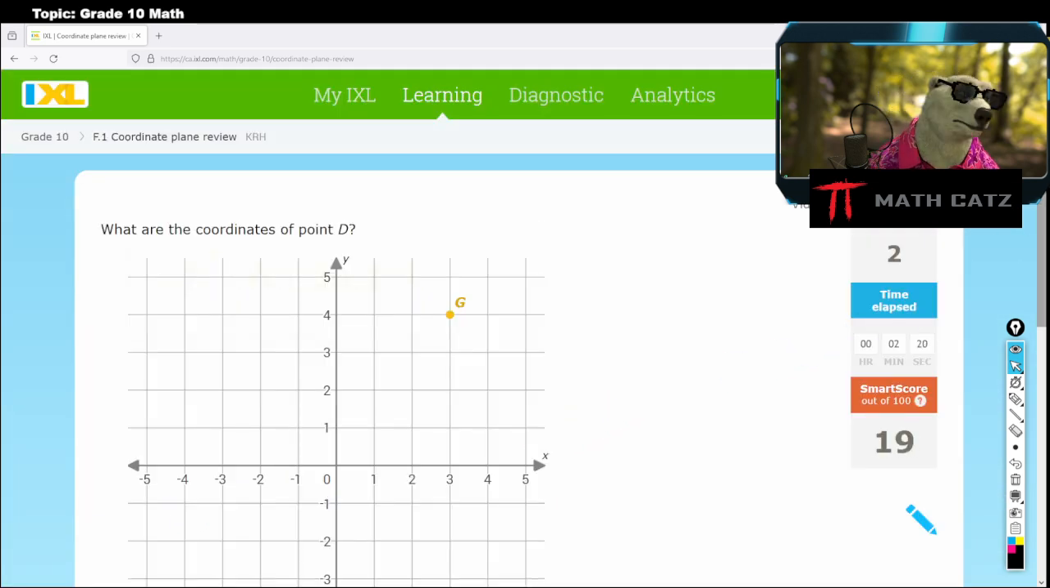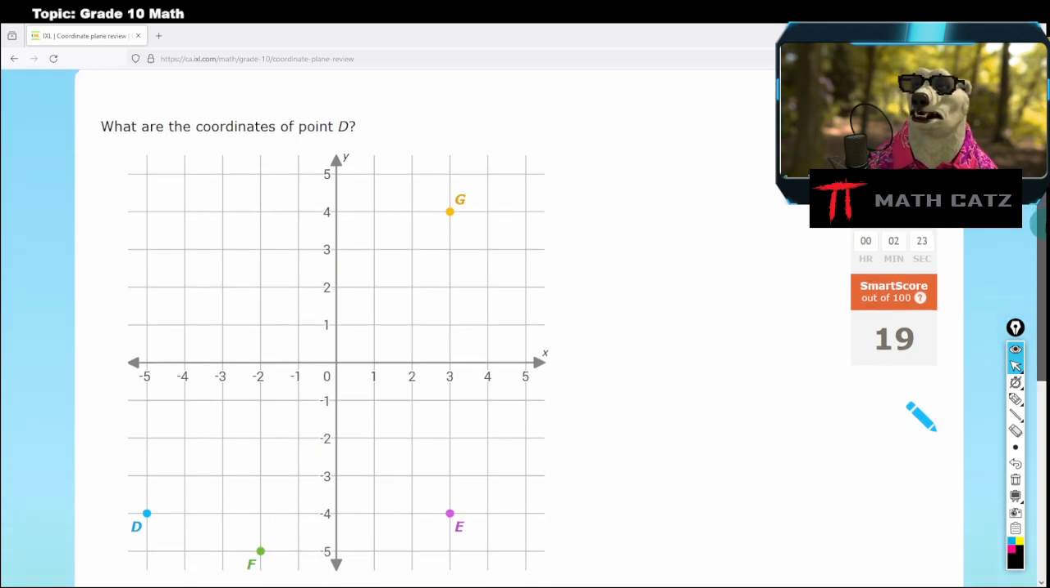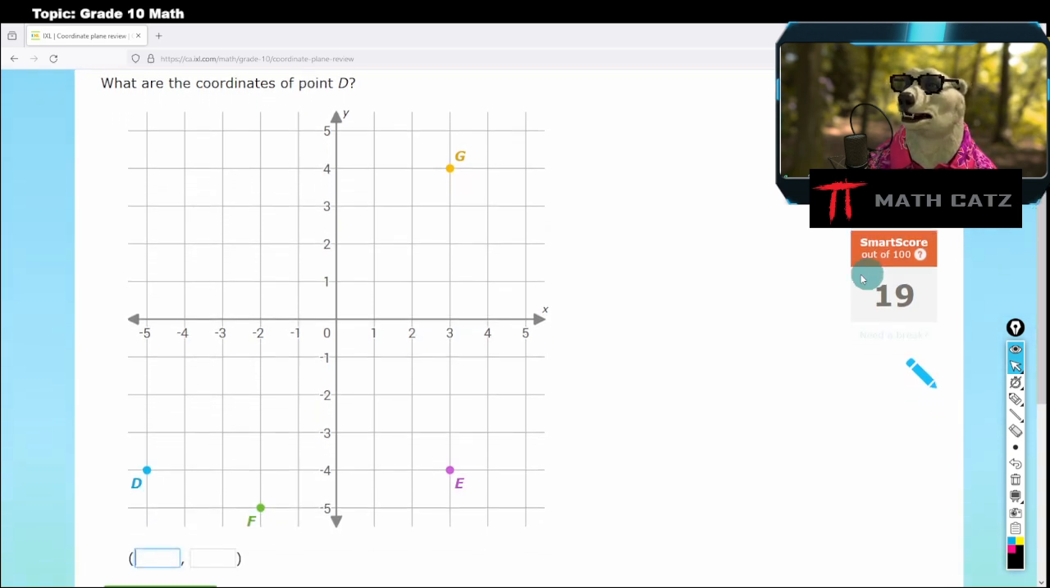Let's do one more. Why not? This is a very brief introduction just to remember the coordinate plane or learn it for the first time. We all have different places in our journey where we are right now. We want to know point D. Point D is way over here. What do you think it is? X coordinate first. It lines up with x negative 5. And it lines up with y negative 4. So point D here, the blue one, has coordinates negative 5, negative 4.